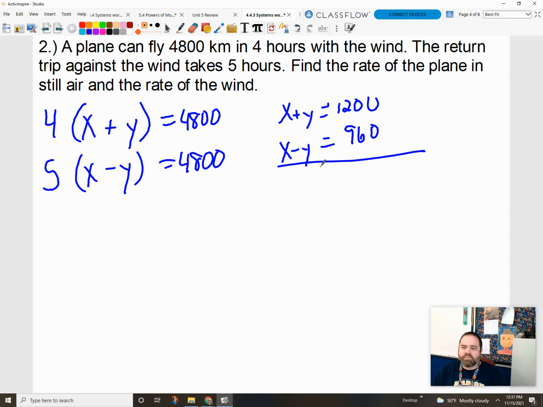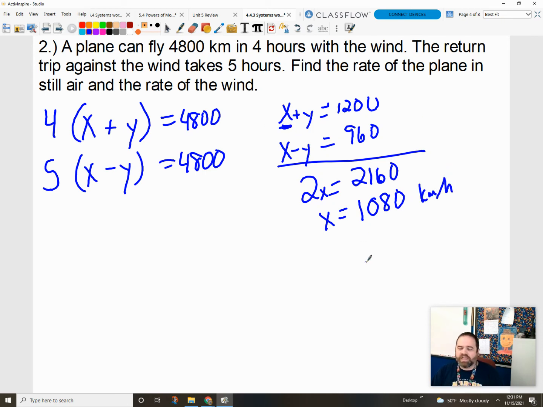Okay, so when I add these guys up, same thing happens. The wind cancels. I got 2x equals 2160. And divide out my 2, that's 1080. Which we looked this one up that day. That's not a realistic plane speed. That's way too fast. So I've got 1080 kilometers an hour for the plane. I need to plug that back in up here to get the speed of my wind. So 1080 plus y is 1200. So y is 120.